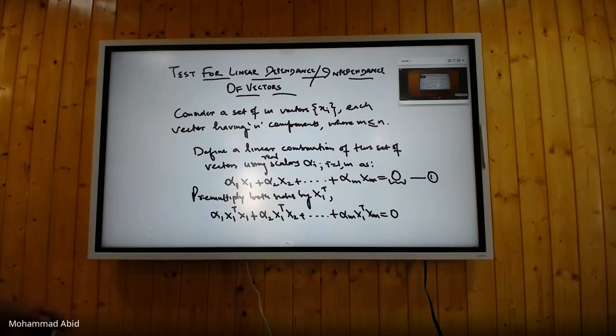We will carry on tomorrow. So we will be discussing this test for dependence and independence in the next class. You can leave now and go for your next class.